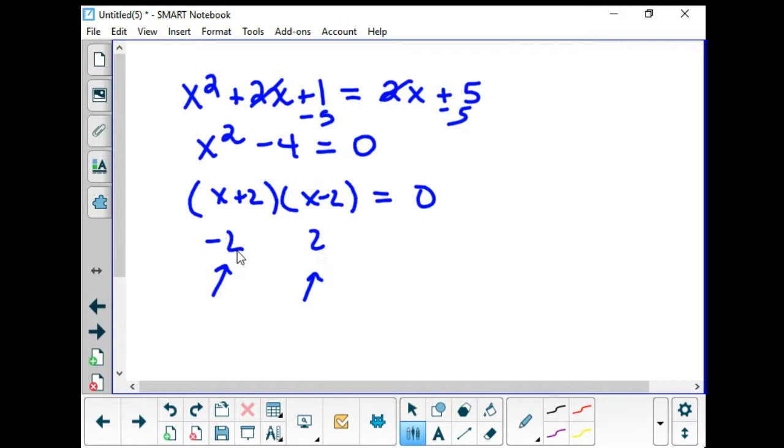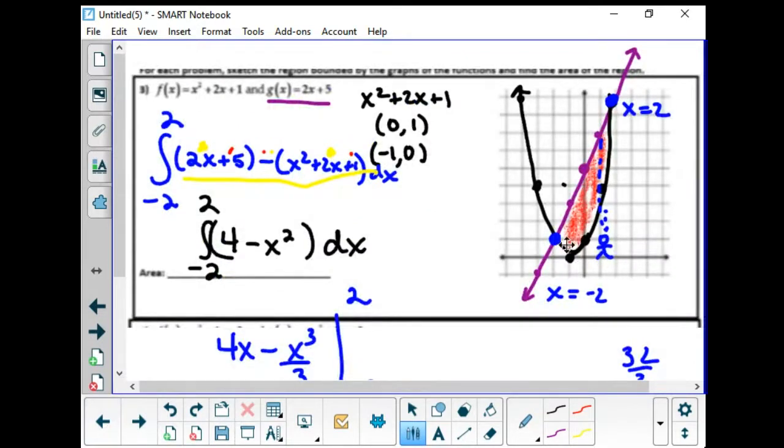And whichever one is lower would be the left. So -2 to 2, it's just a matter of then figuring out which function is on top, but in this case, graphing the line, and then knowing this is a regular right side up parabola, we should be able to get there.